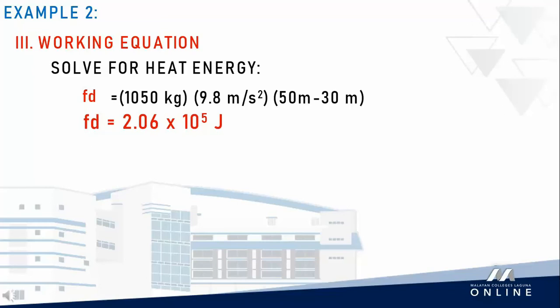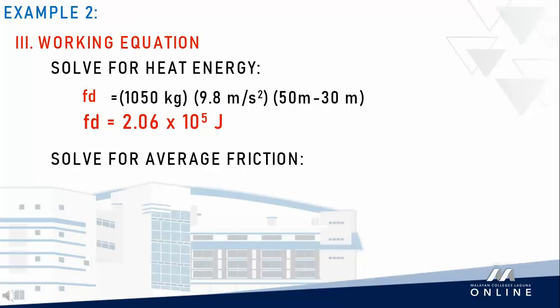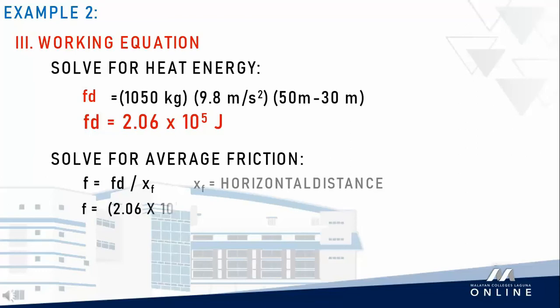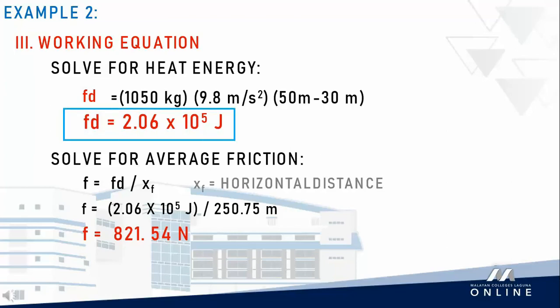Now that we get the energy dissipated as heat, we will solve the friction force exerted over the distance of 250.75 meters. This can be computed using the formula F is equal to Fd over x sub f, where x sub f is your horizontal distance. Substituting these values as follows, we will get 821.54 newtons friction force. Therefore, from these computations, the energy dissipated as heat is 2.06 times 10 raised to 5 joules, while the friction force is 821.54 newtons.